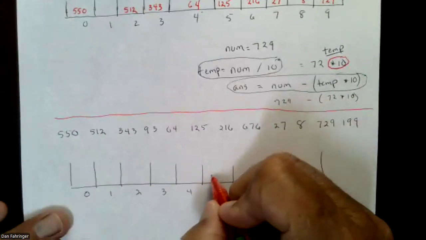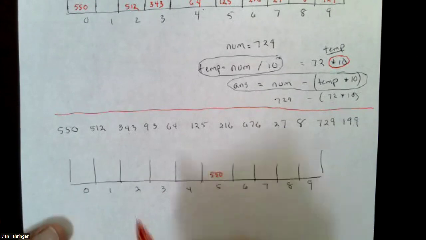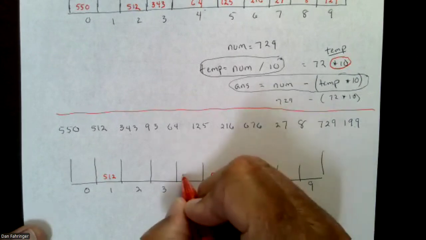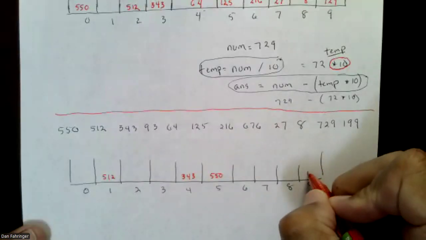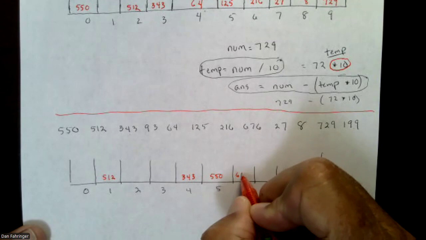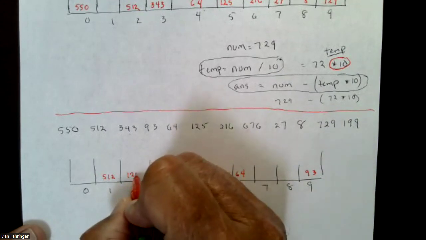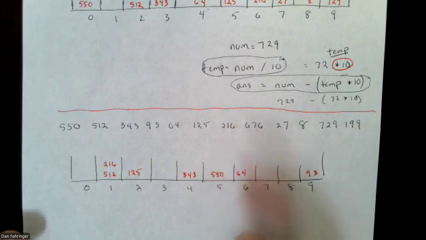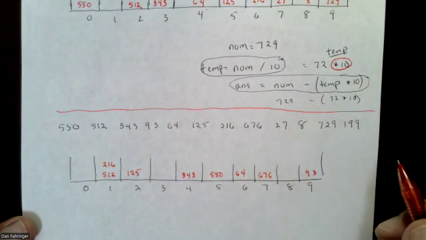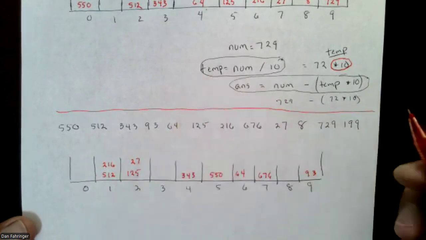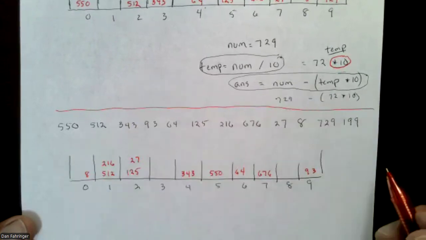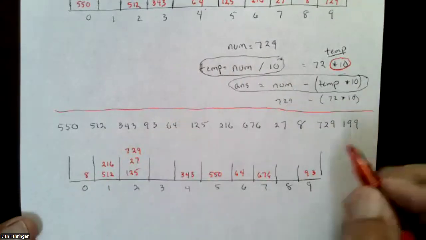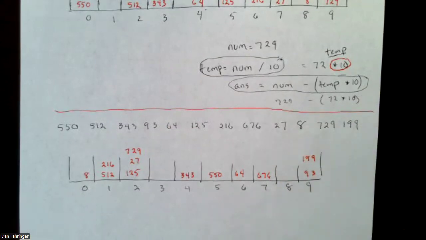550 is going to go into the fives. 512 is going to go into the ones. 343, 93, 64, 125. 216 is going to go in the ones. 676 is going to go into sevens. 27 goes into twos. 8 goes into 0. 729 is going to go into twos. 199 is going to go in the nines.